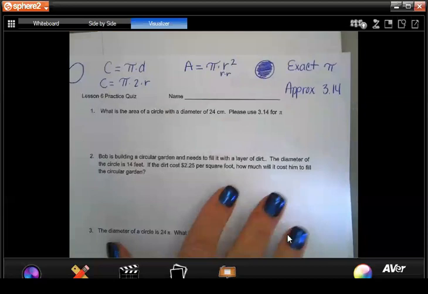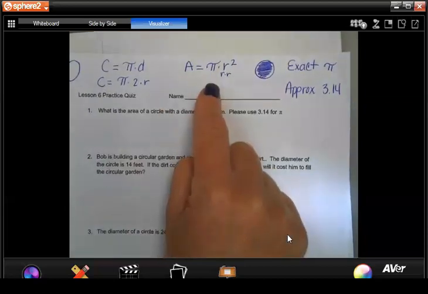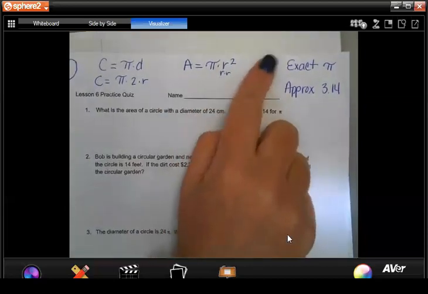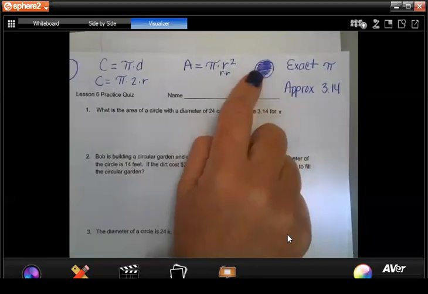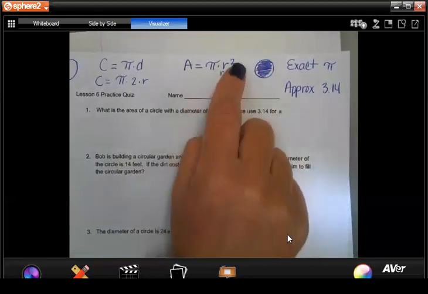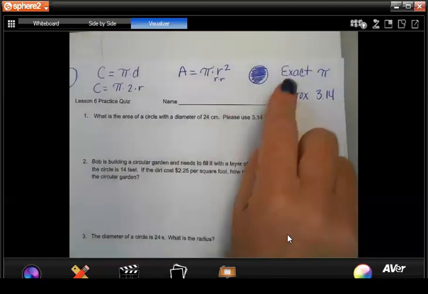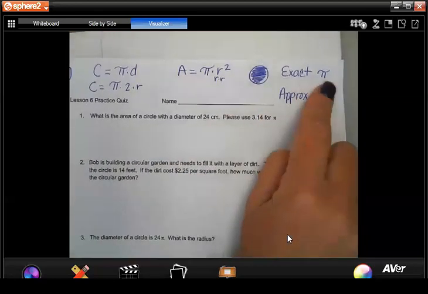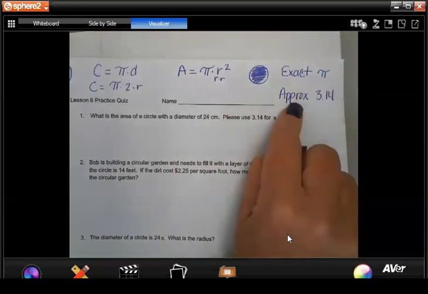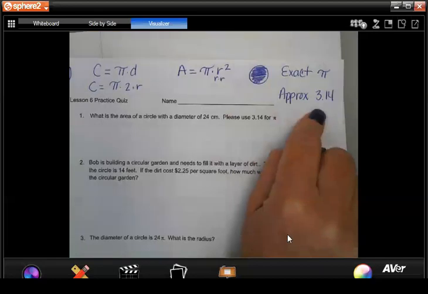Okay. All right. The third formula we learned was the area. The area of a circle is everything inside. So it's pi times radius squared, which is radius times radius. Now, next, remember, when we're looking for the exact value, that would just be pi. You'd leave pi as pi. If we approximated it, you're going to take pi out and plug in 3.14.